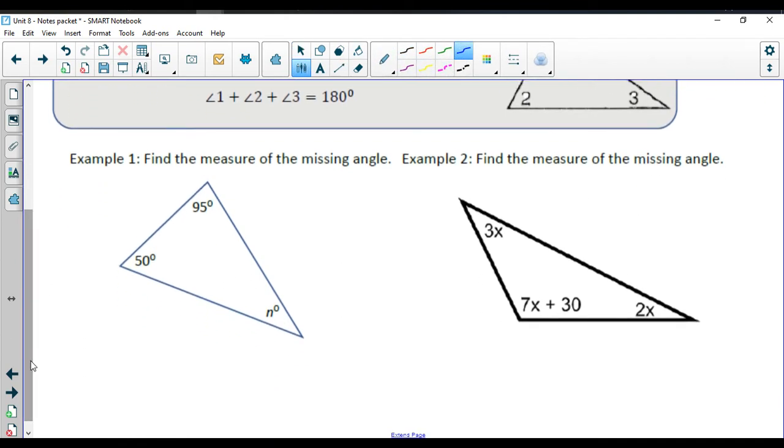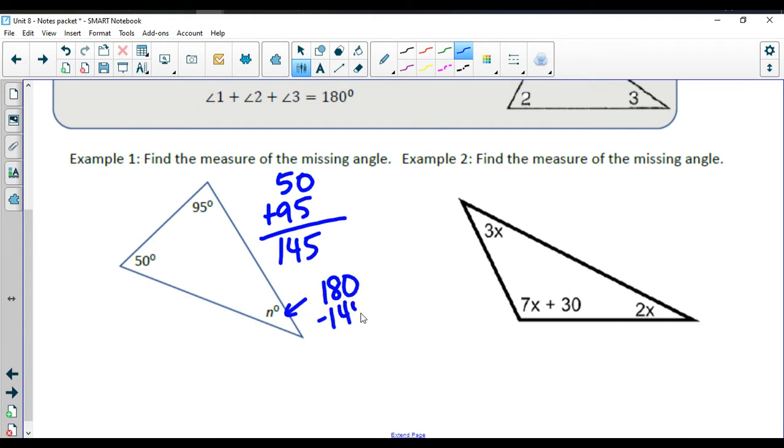For these, it's kind of like what we did with angle problems in the last unit. We're going to go ahead on this first example. I have 2 angles given, and n is blank. So I'm going to add 50 plus 95, and that's going to give me 145. To get n, I have 180, which is the total, and I'm going to take away that 145, leaving me with 35 degrees for n.